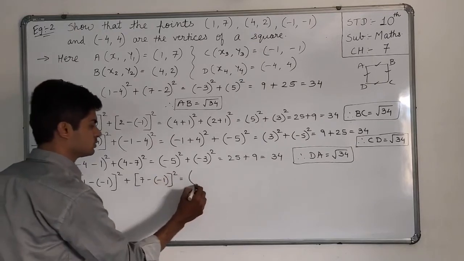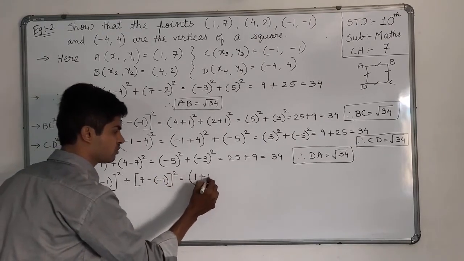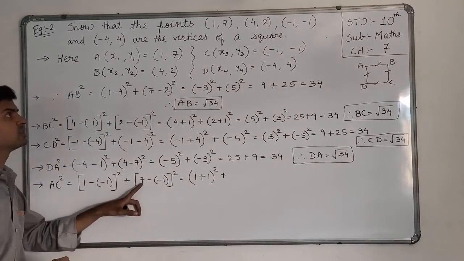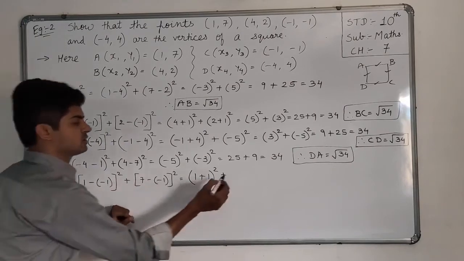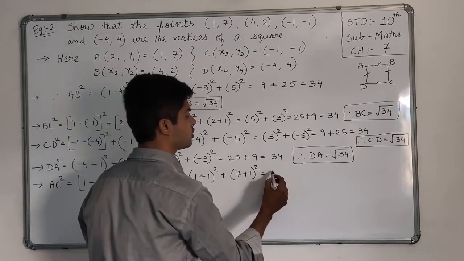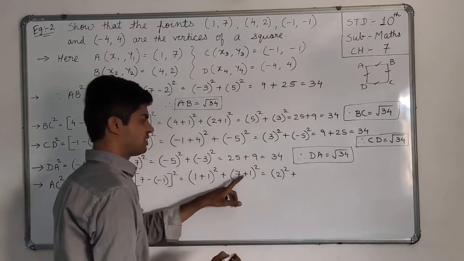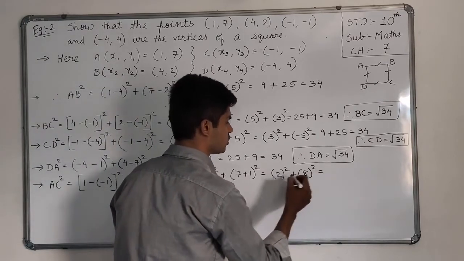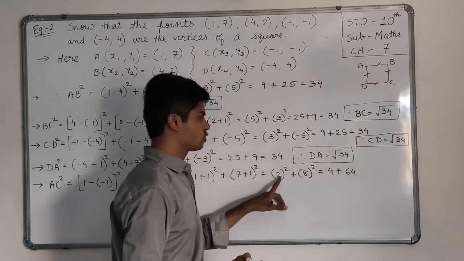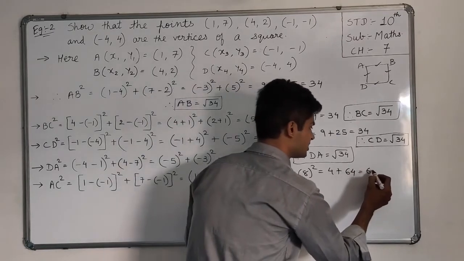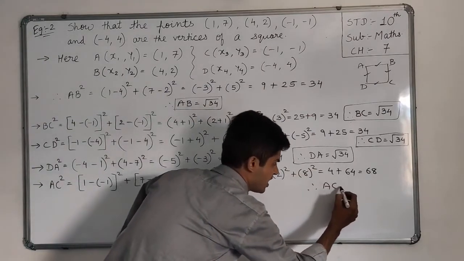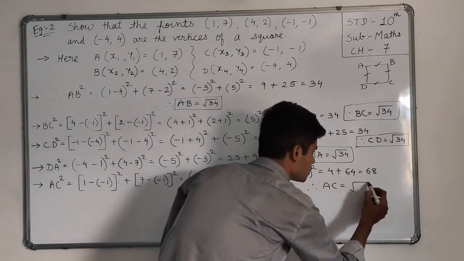Okay, 1 minus minus becomes plus 1, plus 1 whole square. समझ में आ रहा है ना, 1 minus minus plus 1 whole square. 7 minus minus plus 1 whole square. 1 plus 1, that is 2 square. 7 plus 1, that is 8 square. 2 square is 4 and 8 square is 64. Right? 2 2s are 4 and 8 8s are 64. If you add, you will get 68. Again, 68 is the answer of AC square, but we need to find out the answer of AC. That will be root 68.